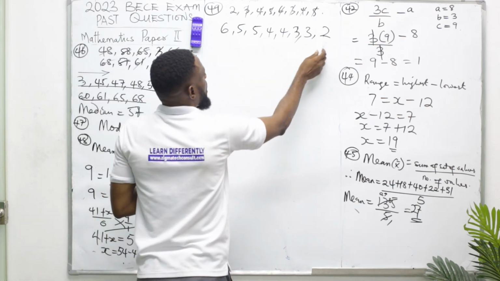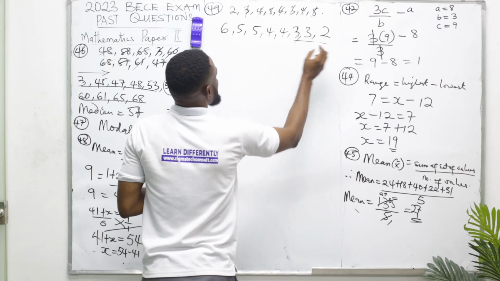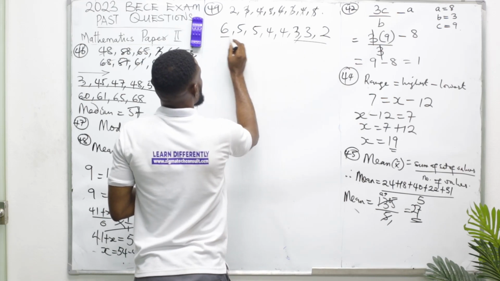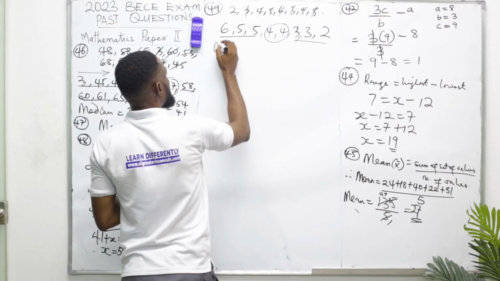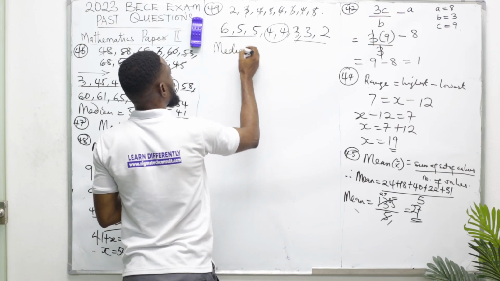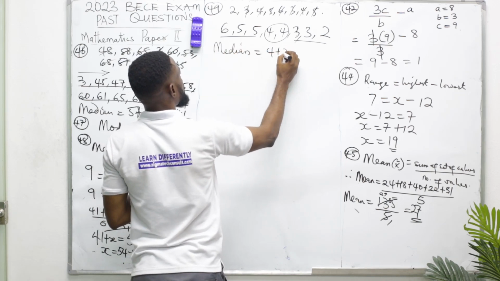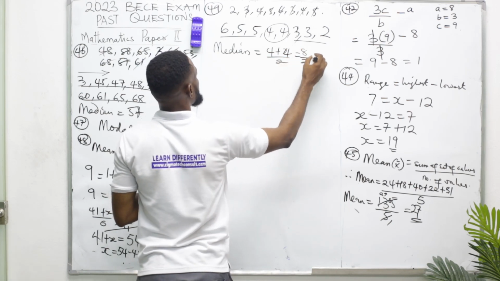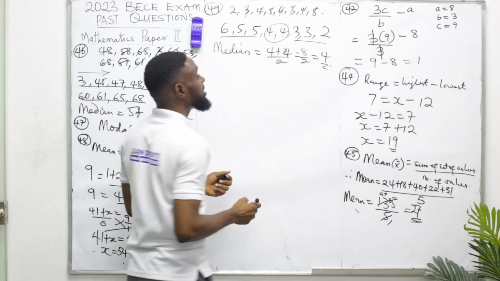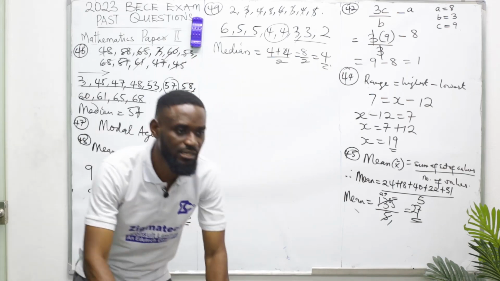So this is 1, 2, 3, right? 1, 2, 3. So this is the middle, right? 4 and 4. So median is equal to 4 plus 4 divided by 2. That is 8 over 2, which is equal to 4. So the median is equal to 4, right?